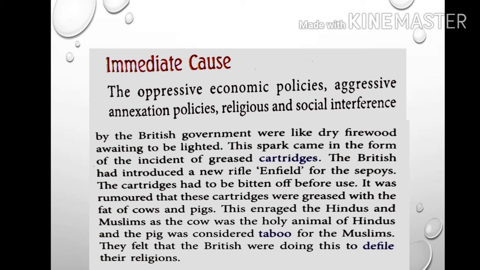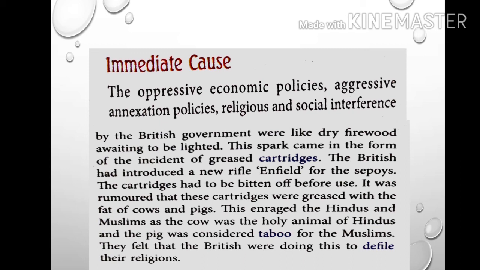All the causes which we have learned so far in this video, that means political, economic, social, religious, and military causes, these are actually gradual steps towards a big revolt. And this big revolt was initiated, that means spark, initiated by an incident, and the incident was related to the cartridge.